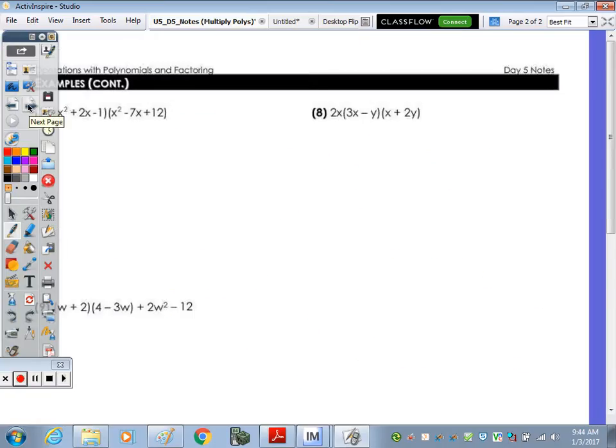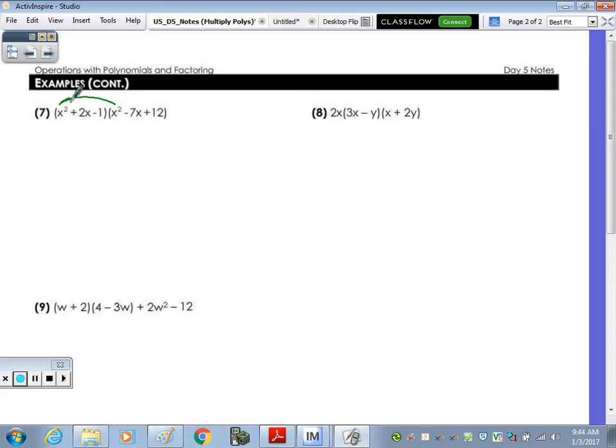And then number 7, just making it a little bit longer. So we're actually going to do 3 terms now times, so a trinomial times another 3, so trinomial times trinomial. So therefore, when I stack, I'm going to have 3 lines. Okay, so let's distribute the x squared all the way through. X squared times x squared is x to the 4th, minus x squared times 7x would be 7x cubed. And then x squared times 12 would be 12x squared.